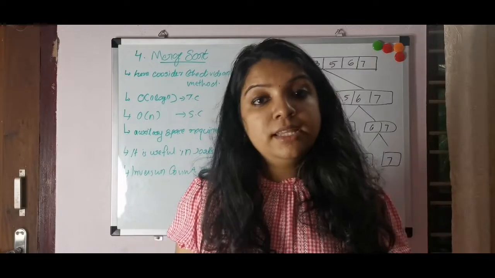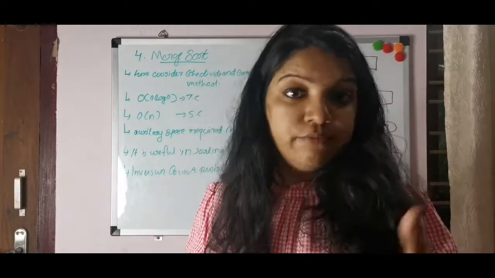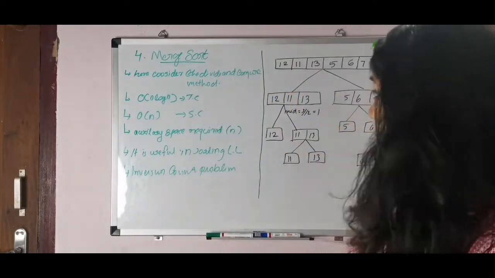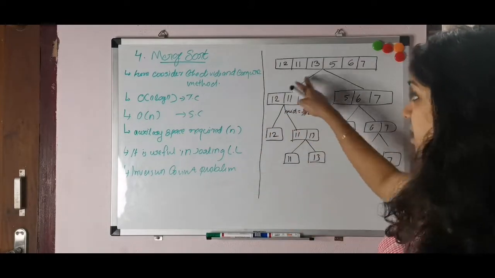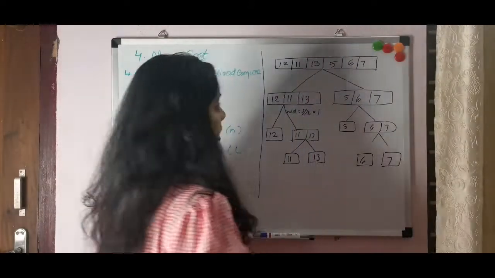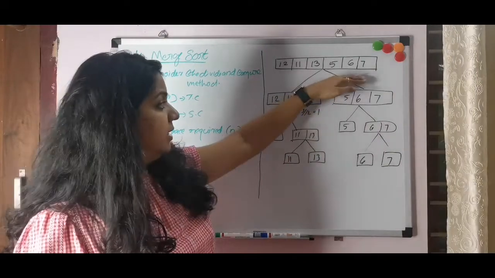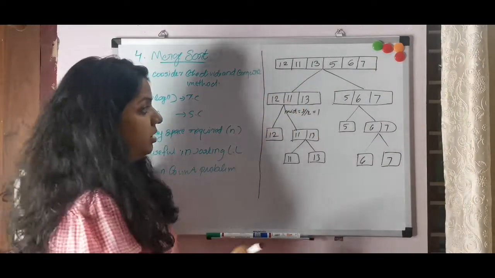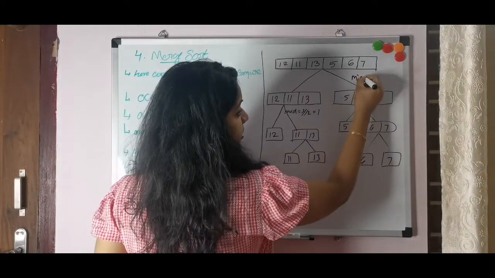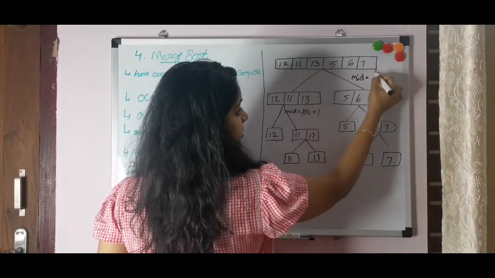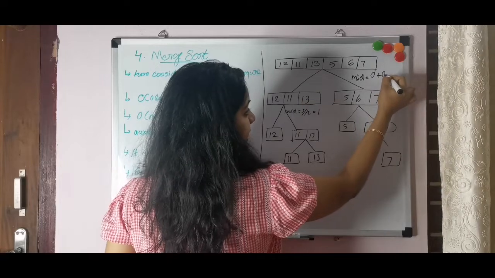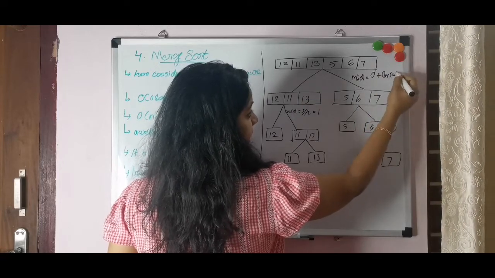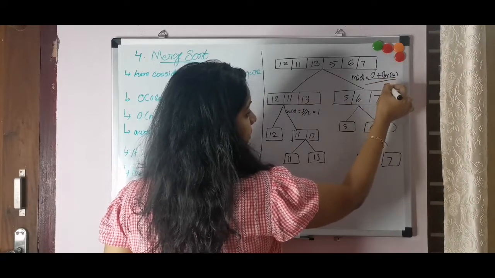So these are the main things we can discuss about the merge sort, and one more thing we need to discuss is how the merge sort works. You can see here this is the array. So what we can do, we will divide the array into two. So there is an equation: mid equal to 0 plus the length of this array, divided by 2 using modulo division.